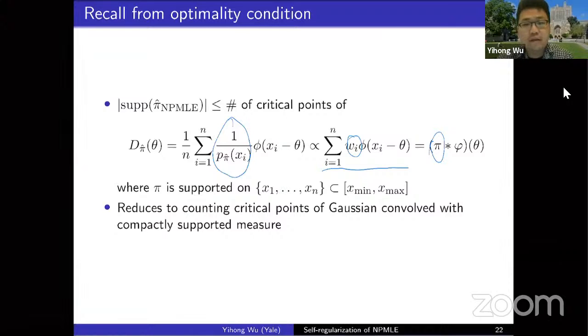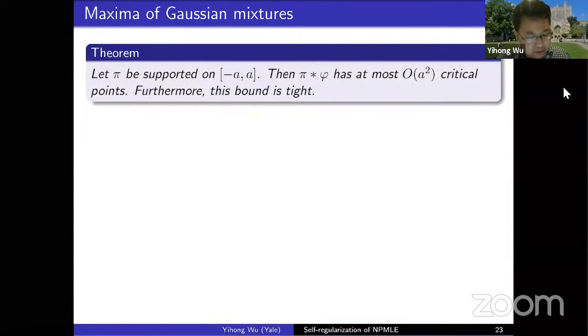If I have a technology to count the critical points of a Gaussian convolved with a compactly supported distribution, then I can apply this result here to conclude the number of critical points of the gradient. That's the starting point: to understand the number of maxima of Gaussian mixtures convolved with a compactly supported distribution, not with a fixed number of components anymore. So here's the main result. If you take any distribution, which could have a density, but is confined between plus and minus a, and you convolve with the normal, how many modes can you create?